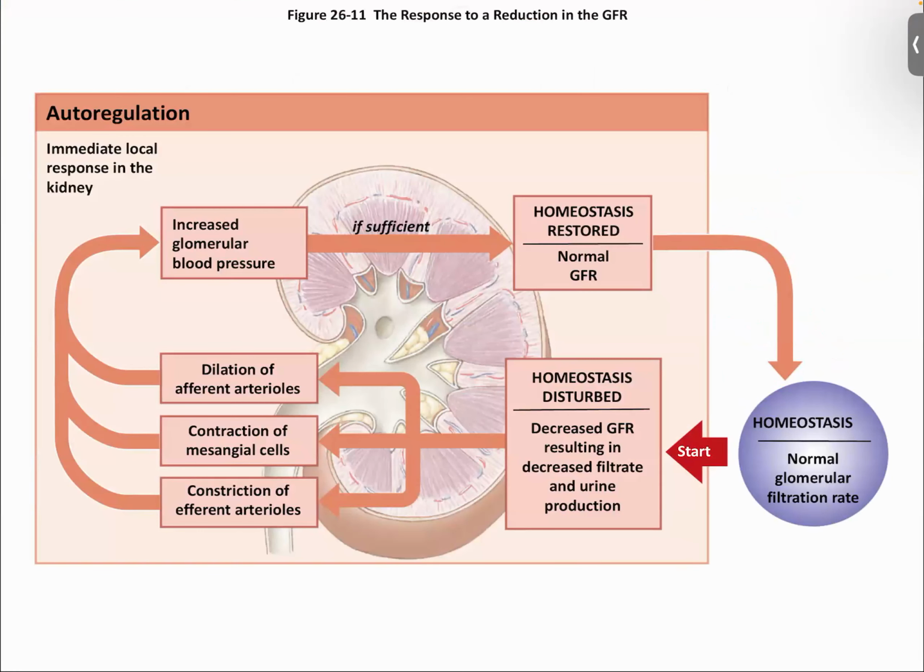So when you take a look at the autoregulation, let's start off with our homeostasis. This is our normal glomerular filtration rate, or GFR. If we decrease our GFR, that's going to decrease our filtrate and our urine production, so that's not a good thing. This decrease is then going to trigger the dilation of your afferent arterioles, which increases your blood flow and pressure. Then you constrict the efferent arterioles, which also increases blood flow and blood pressure in the glomerulus.